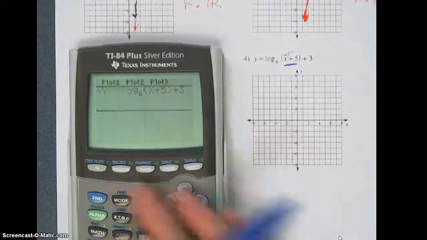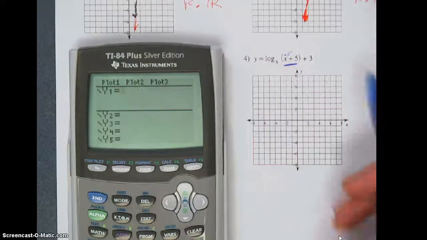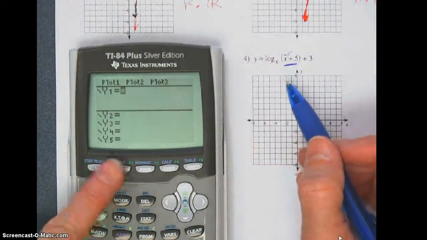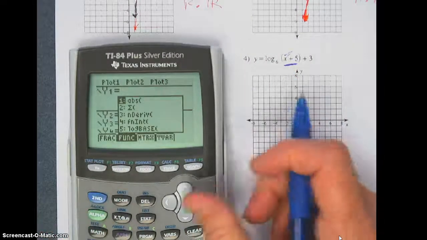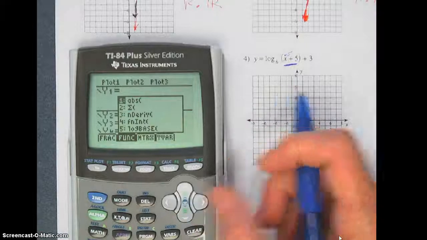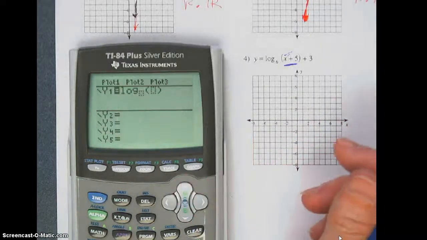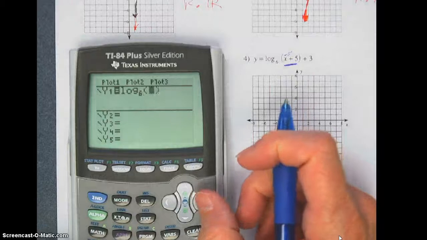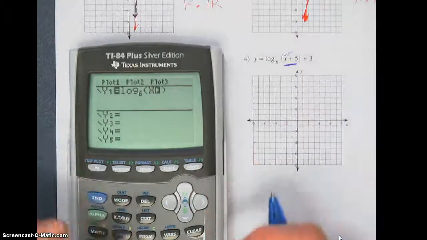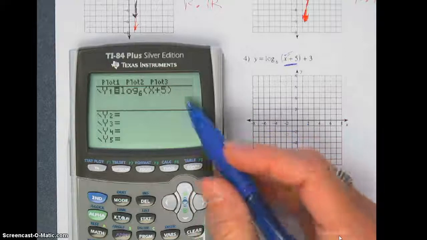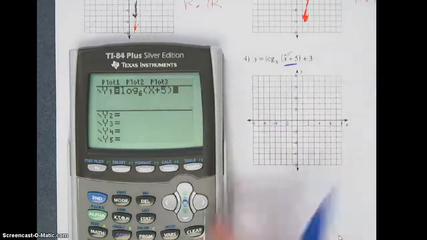So when you graph this in here, remember you can do log base 6 on our calculator now. How do you get to that? Hit second window and come down to option number 5 and put in your 6. Move over here, x plus 5. Make sure you get out of the parentheses and then put your plus 3.